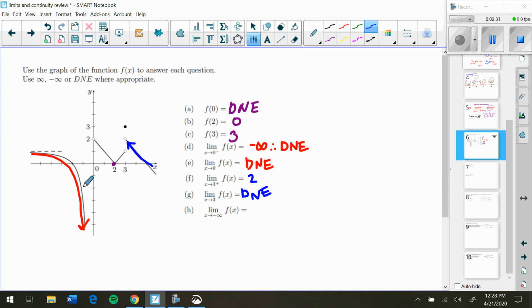And last but not least, the limit as x approaches negative infinity. So now we're looking as x gets close to negative infinity, what is my y getting close to? If you notice this dashed line, that's kind of suggesting, hey, there's an asymptote right here. Where is that asymptote? The asymptote would be at 1, so this limit is equal to 1.